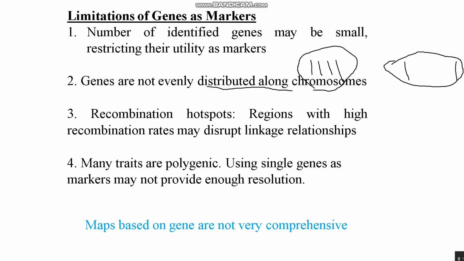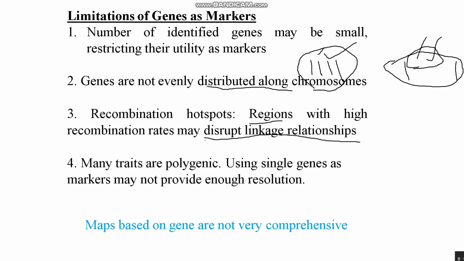Recombination hotspots are regions with high recombination rates. In other regions the recombination is very low, because the crossing over between the genes is very low and the genes are always inherited together. A hotspot is a region with very high recombination, and these hotspot regions actually disrupt the linkage relationships.